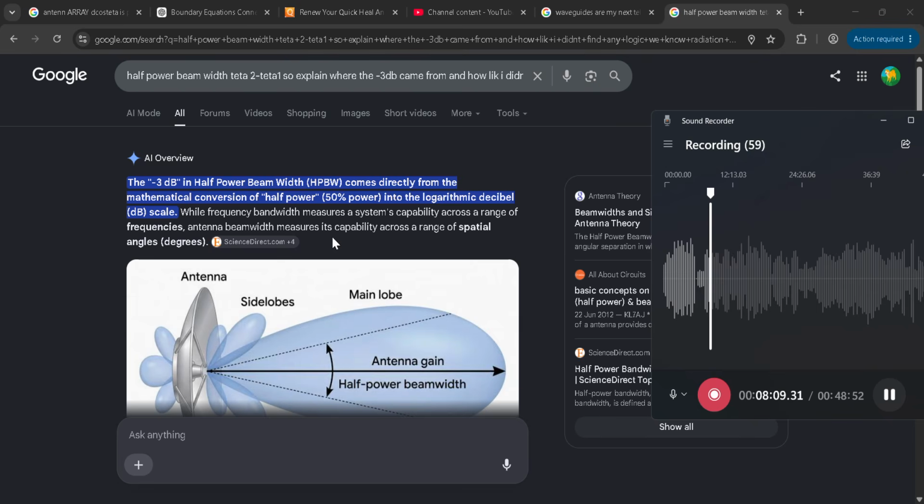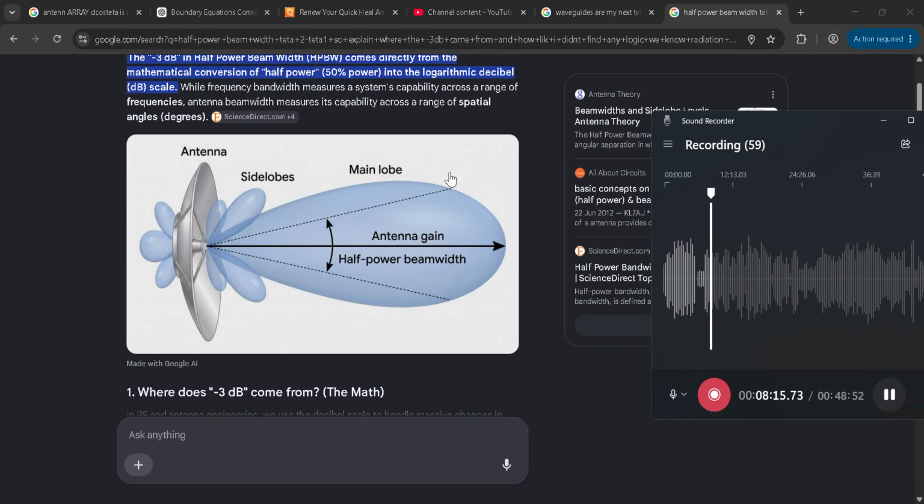So this is the antenna pattern, with side lobes and the main lobe. This is the half-power beamwidth, the angle between the half-power points of the main lobe, and this is the antenna gain.